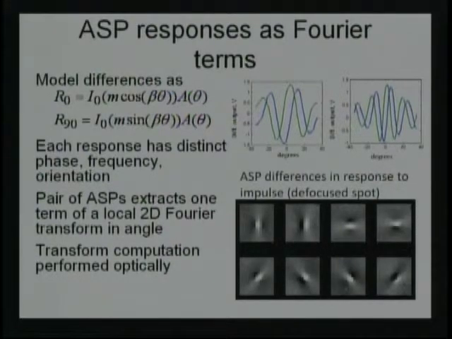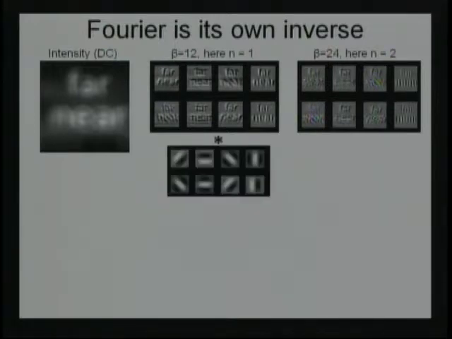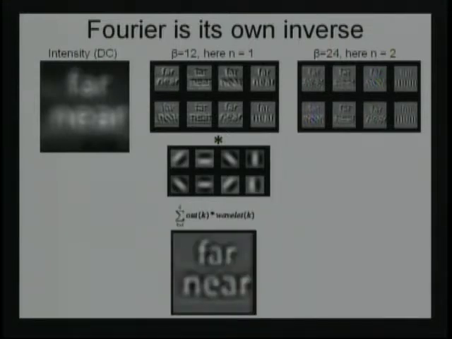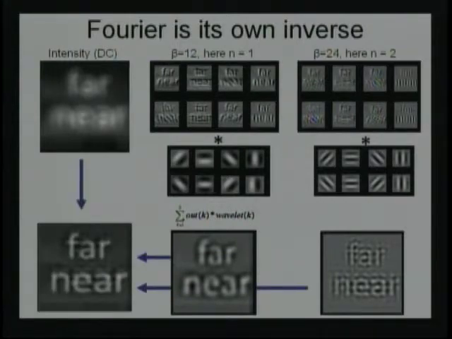Now, how can I use that information to get back? Well, the thing to remember is that the Fourier transform is its own inverse. So I can basically take these sub-images and convolve them with their own impulse responses. If I add that up, I actually get back a better estimate of what I'm looking at. For example, here I'm doing it for the lower order one, for the beta of 12. I can do the same thing for the beta of 24. Now I can take all my various terms and add them up, and I get a much, much clearer image. So I can basically take an incomprehensible image and pop it back into focus.